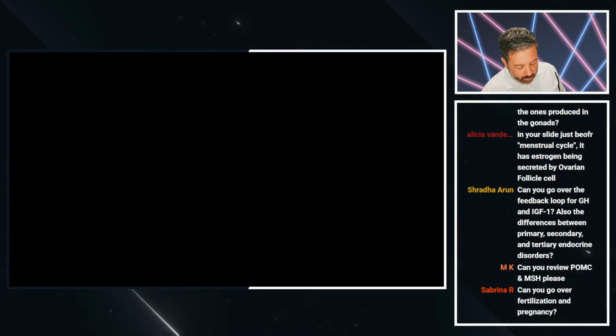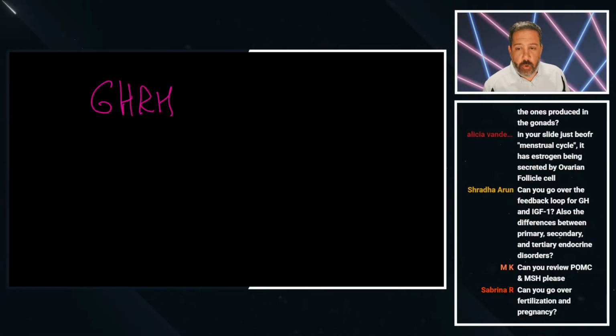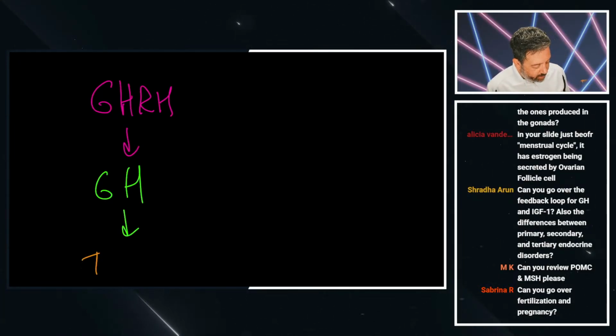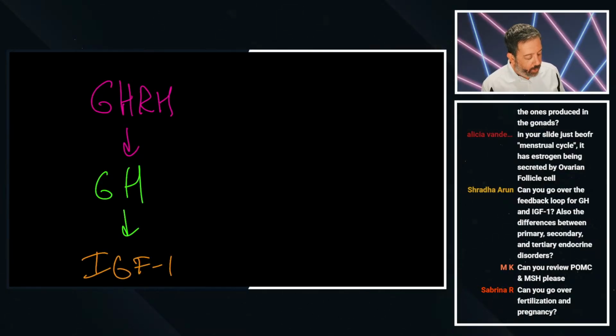Feedback loop for growth hormone and IGF. Okay, so always start at the top. Growth hormone releasing hormone will then go to the anterior pituitary to release growth hormone. This growth hormone will be released and will also cause the release of IGF-1.